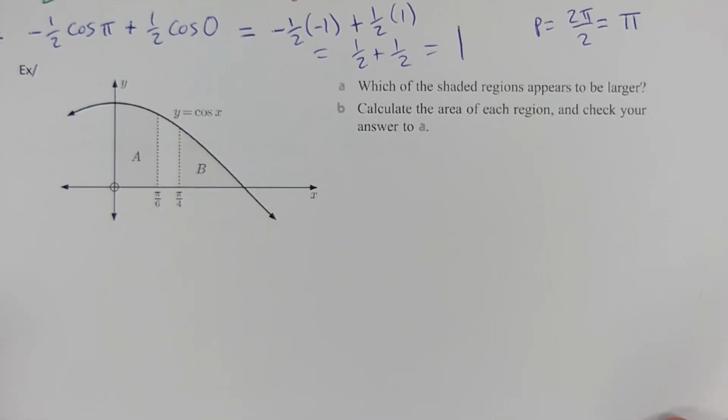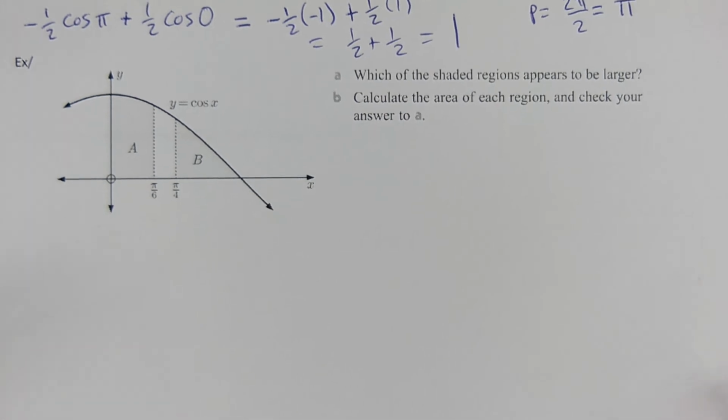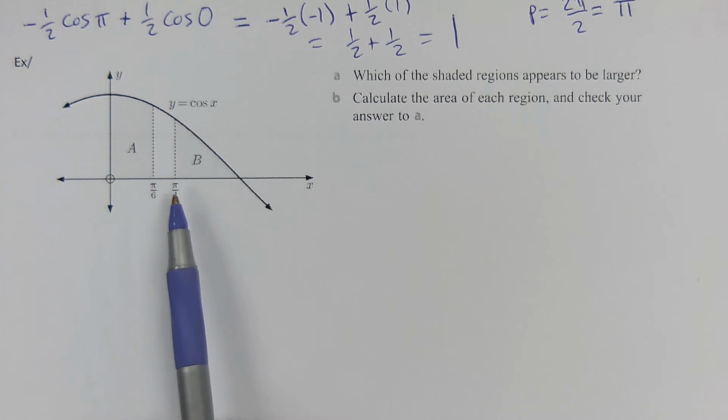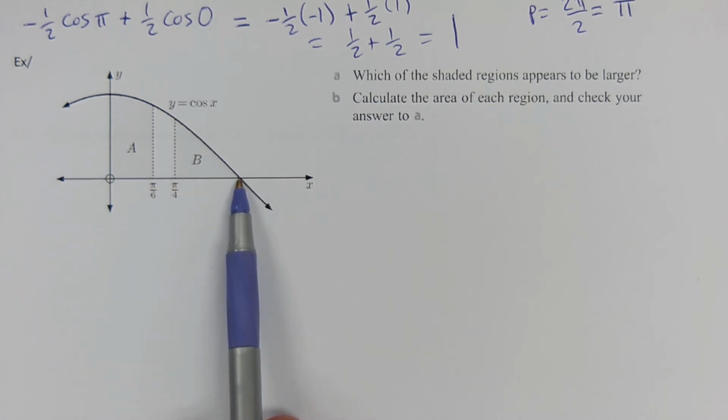Now the next question is very similar. What we have here is half of an arch of a cosine wave. And we could see that this one goes from 0 to pi over 6. This one goes from pi over 4 to, anybody know?